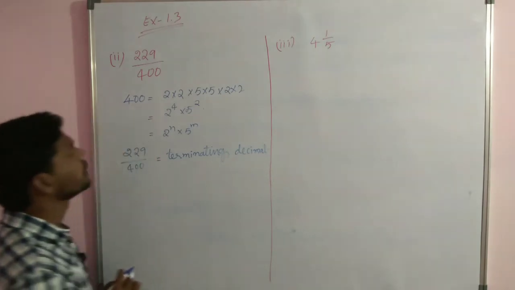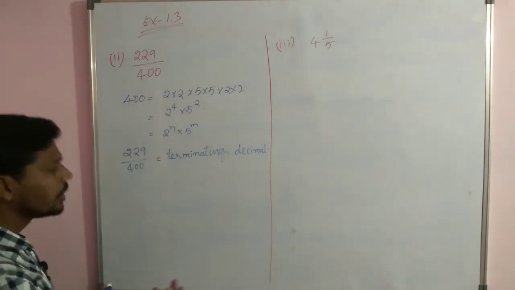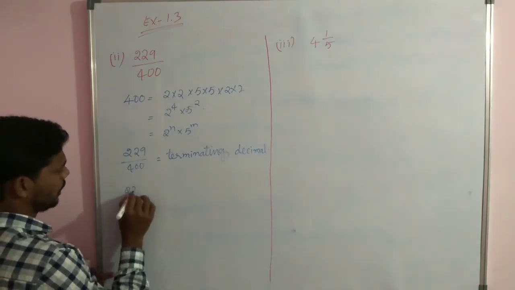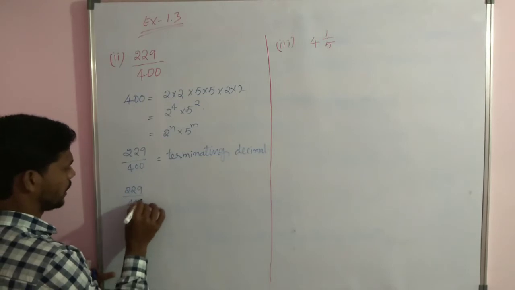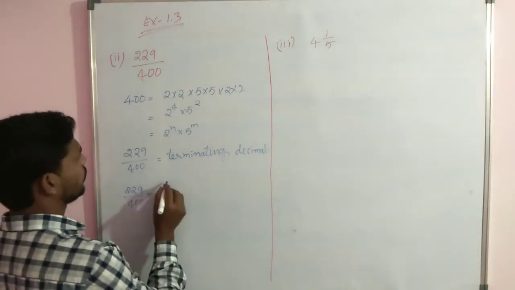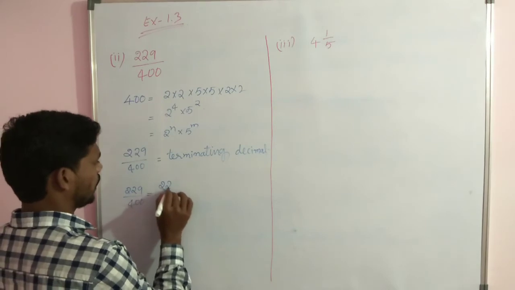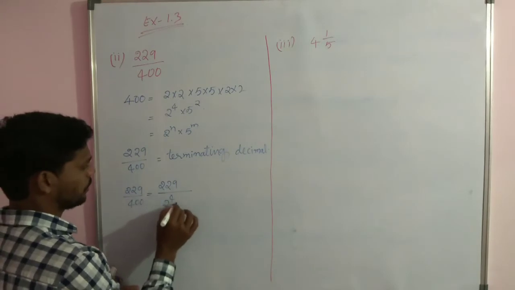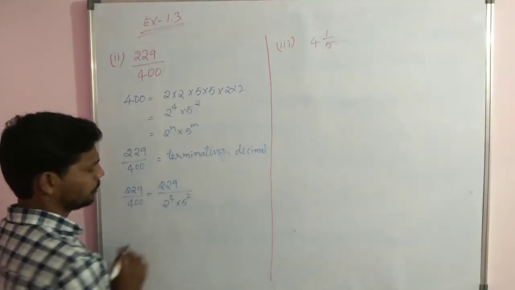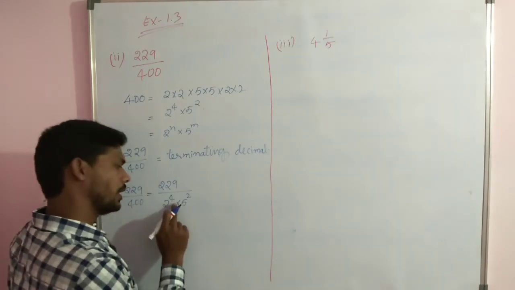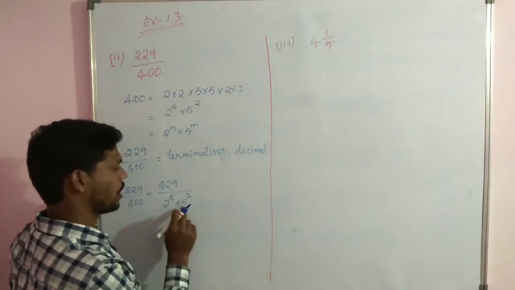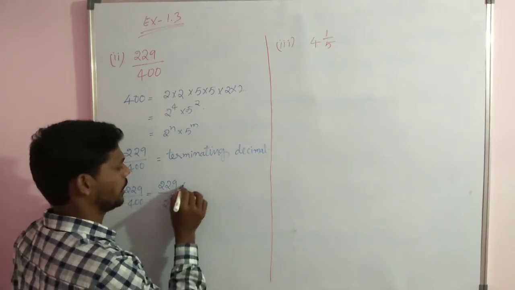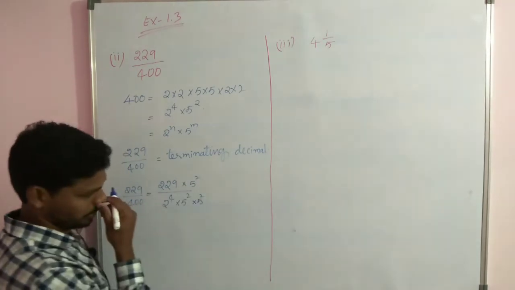And we have to write this 229 by 400 in decimal form. This 229 by 400 can be written as 2 to the power of 4, 5 to the power of 2. So here the power of 2 is 4, here the power of 5 is 2. So how to make this 5 to the power of 4? Just multiply by 5 to the power of 2 again.